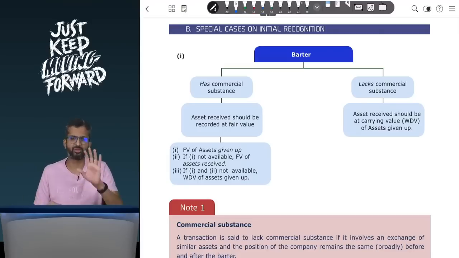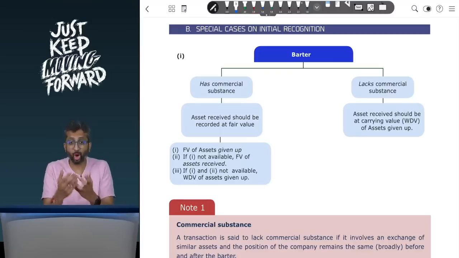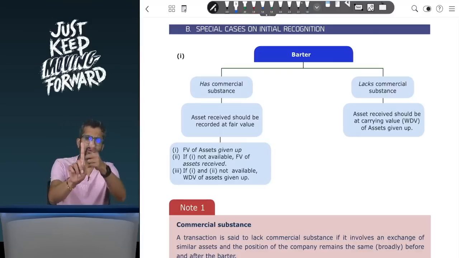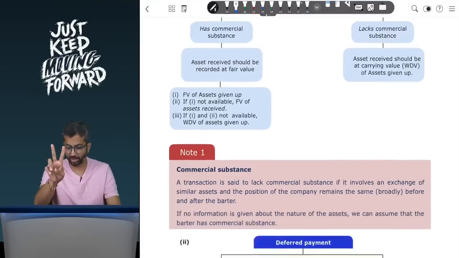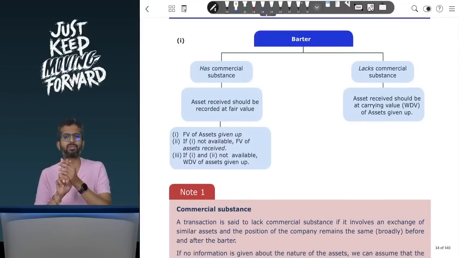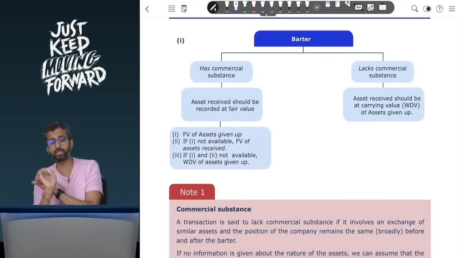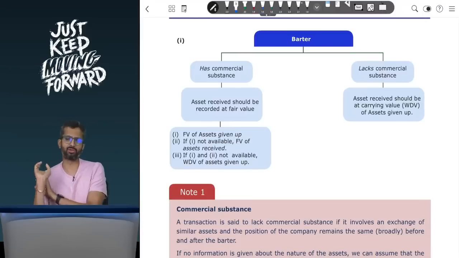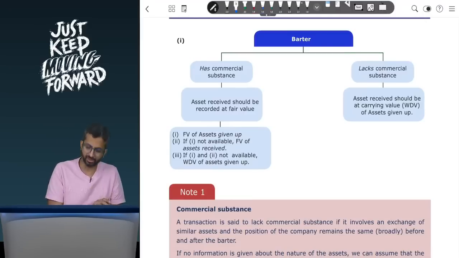If it has substance, that is a genuine barter, unless given otherwise, we'll assume that the barter is genuine. We will record the asset that you are receiving at the fair value of the asset given up, that is the first preference. If not available, fair value of the asset received, second preference. And if both of them are not available, then third preference, WDV of the asset given up.